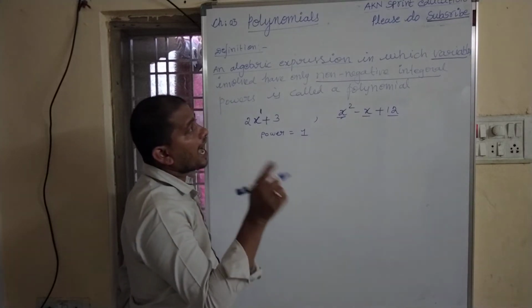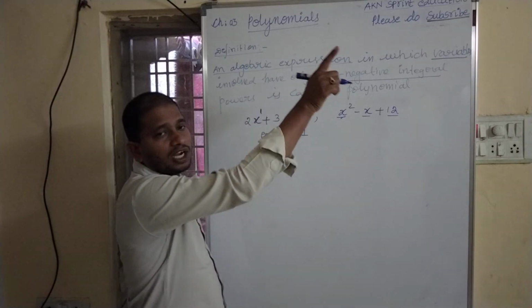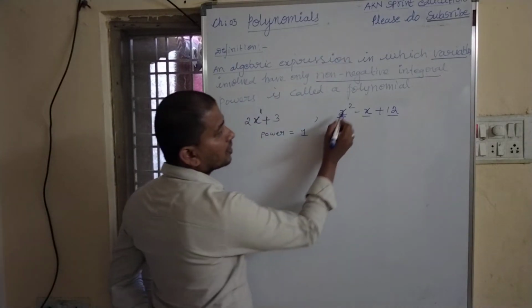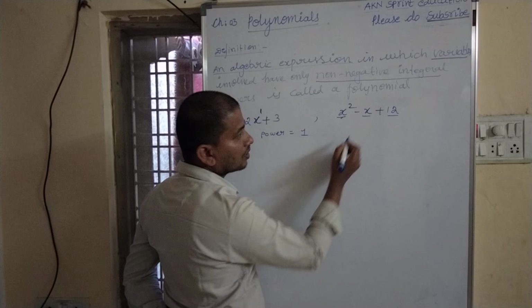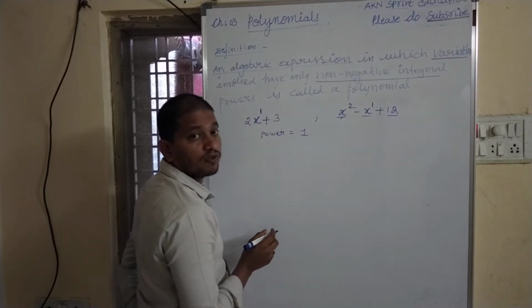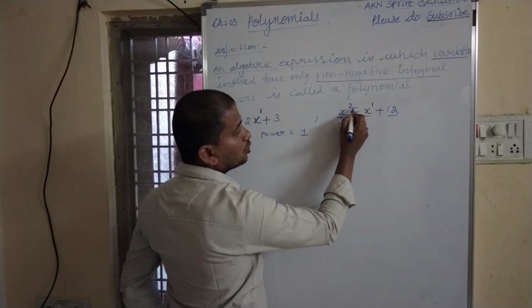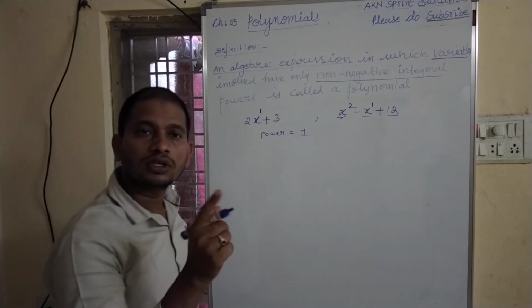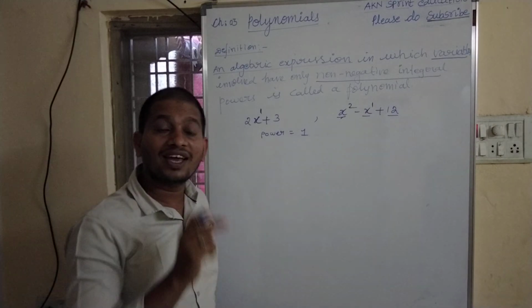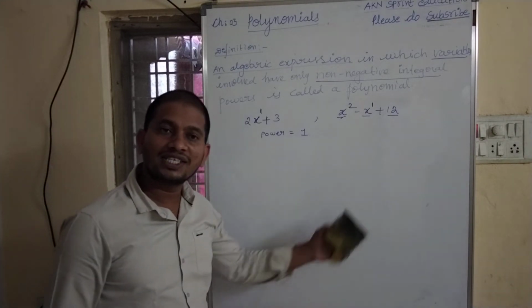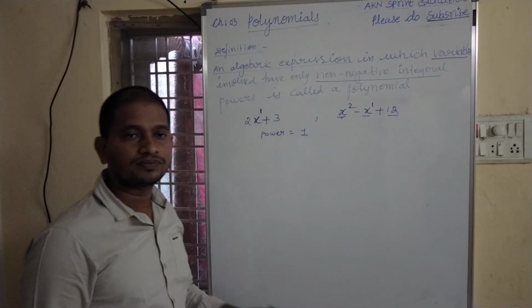Variables involved have only non-negative integral powers. What is the power here? Here x power is 2 and here x power is nothing, meaning 1. So the powers are 2 and 1. Of course, they are positive integers only. They are non-negative integers. Hence it is called a polynomial.